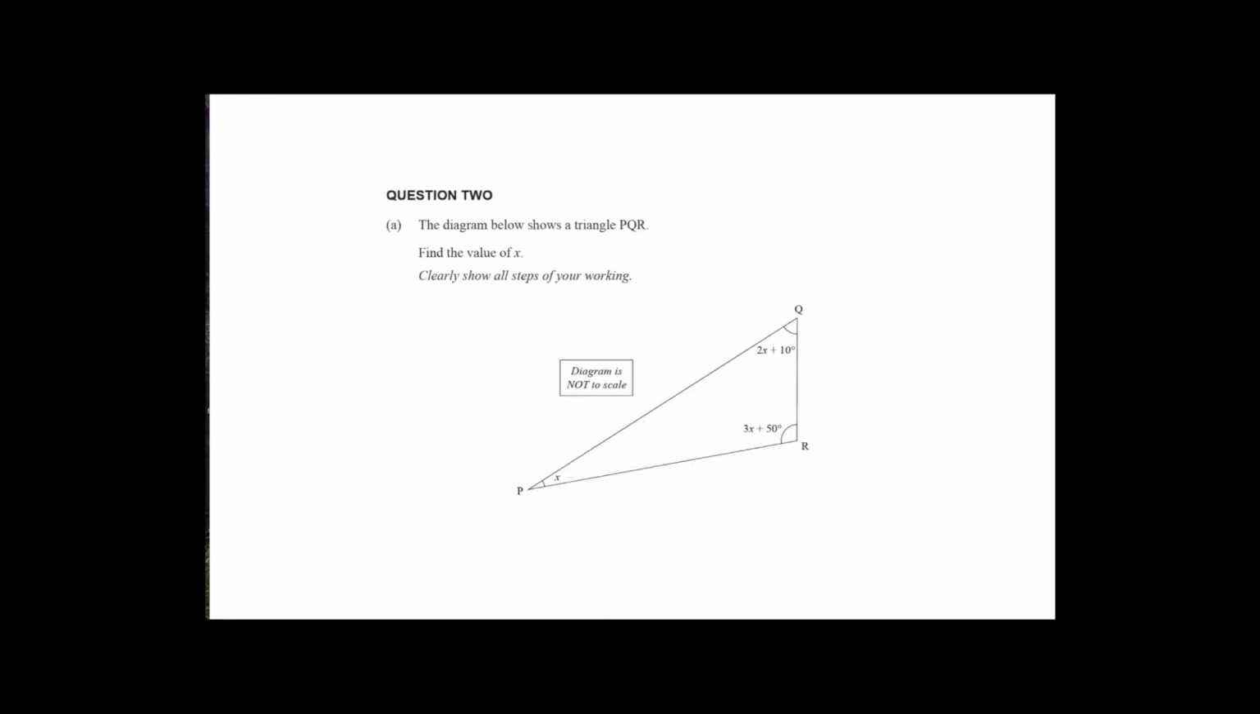All right, question 2. So what's the information that we need to know here? We want to find the value of x, and what do we know about any triangle? All of the angles add up to 180 degrees. So therefore this angle plus this angle plus this angle have to add up to 180 degrees. So with that, x, which is this angle here, plus 2x plus 10 degrees, and I'm not going to put the degree symbol, plus 3x plus 50, is going to be equal to 180.